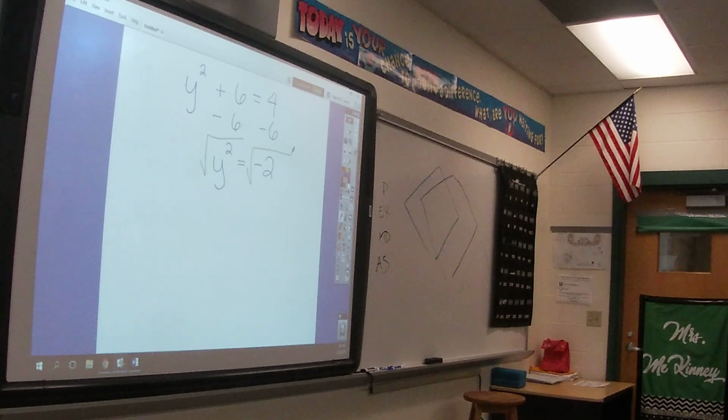What number times itself gives us negative 2? Negative 2 times positive 1. But you need one negative and one positive, those are different numbers. Can't do that. Is a negative times a negative ever a negative? A positive 1? No, so what's the square root of negative 2? We can't do it.